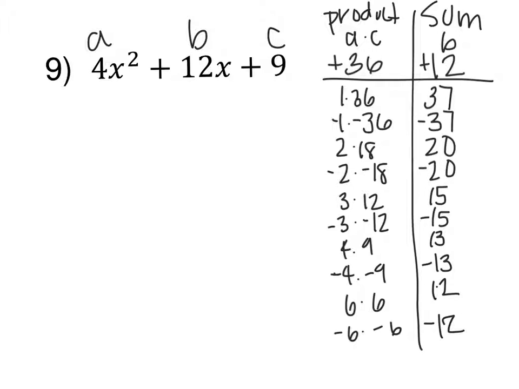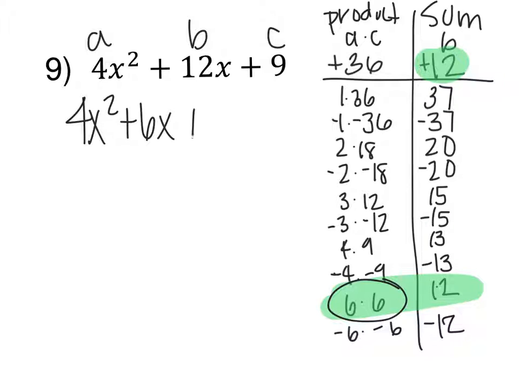Remember, I'm looking for a set that when I add them together gave me positive 12. Well, that's going to work out to be 6 and 6. So 6 and 6 is my pair of numbers. So I'm going to rewrite this problem. Instead of being 4x squared plus 12x plus 9, it's going to be 4x squared plus 6x plus 6x plus 9. So I bring down the 4x squared, I bring down the 9, and I split the 12x. I rewrite the 12x as 6x plus 6x.